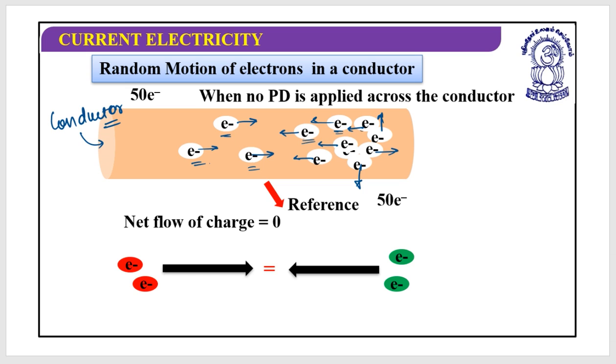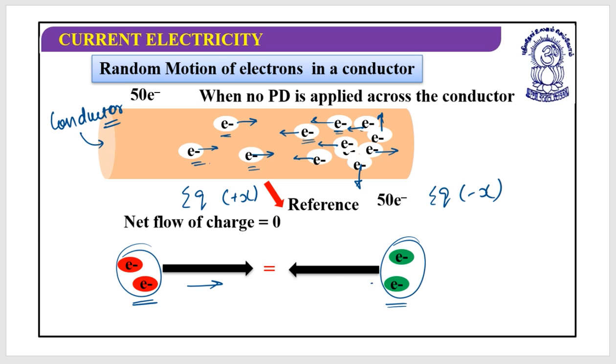So when I add this up totally, the sigma q moving in the positive x direction and the sigma q moving in the negative x direction are equal. Look at this, these two electrons are moving in this direction, the positive x direction, while these two electrons are moving in this direction. So the net flow of charge is 0.